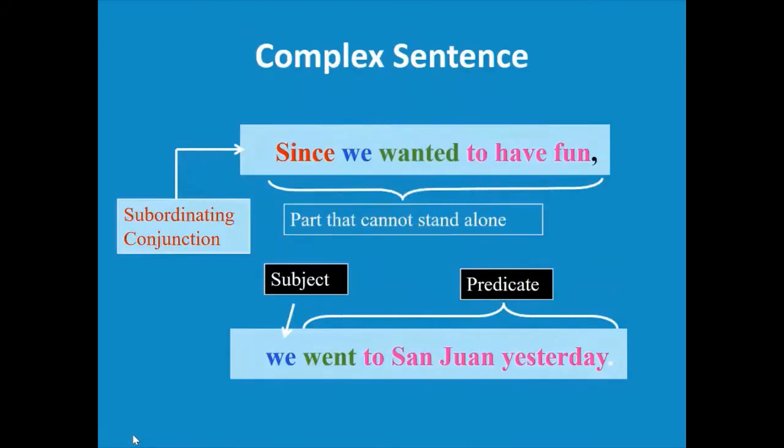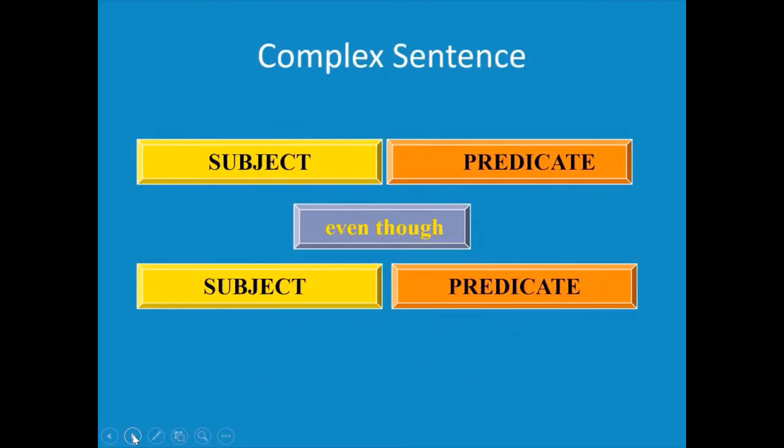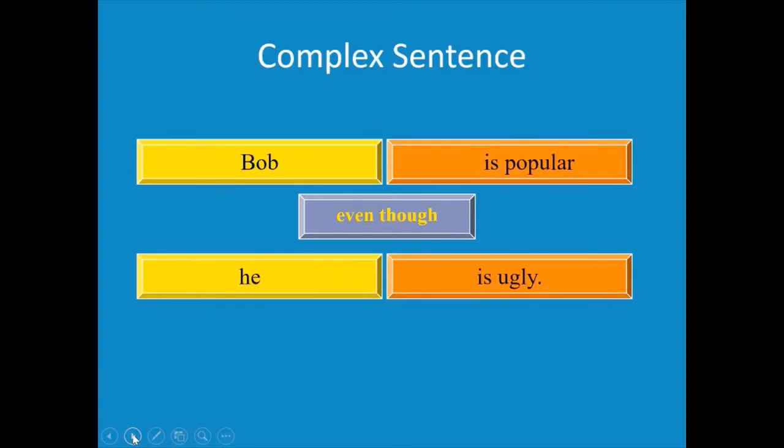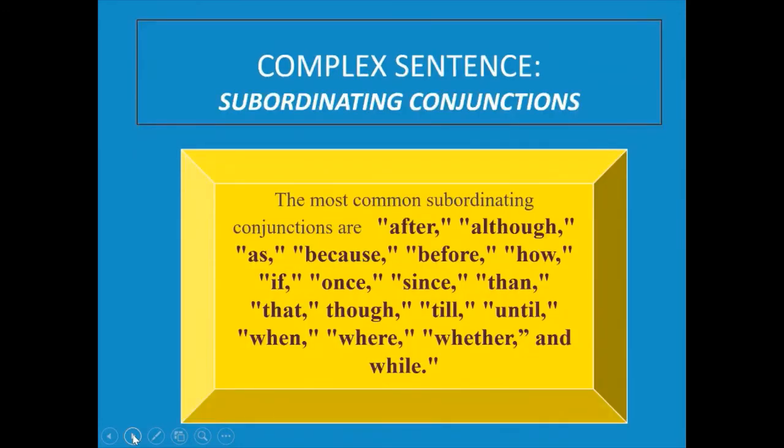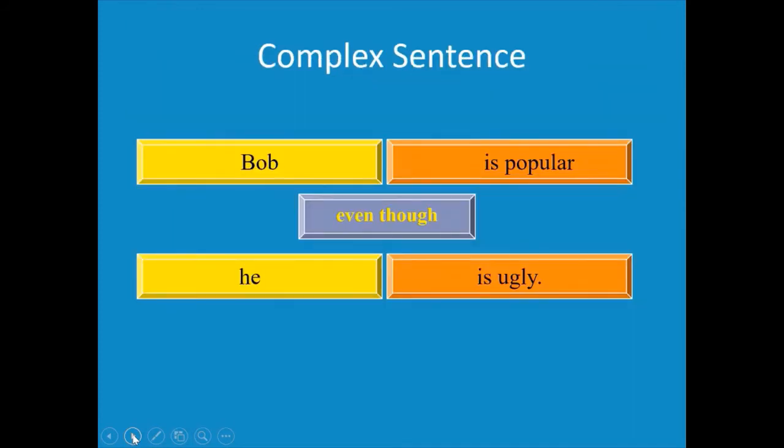Now in the first sentence, we saw the subordinating conjunction used at the beginning of the sentence. Here we'll see the connecting phrase used in the middle of the sentence. Here is an example. Bob is popular even though he is ugly. In this example, Bob is popular even though he is ugly.